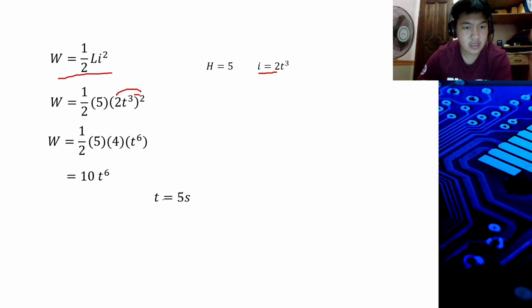And then we have a condition that t is 5 seconds. So 10 times 5 to the power of 6 gives 156.25 kilojoules. This one.